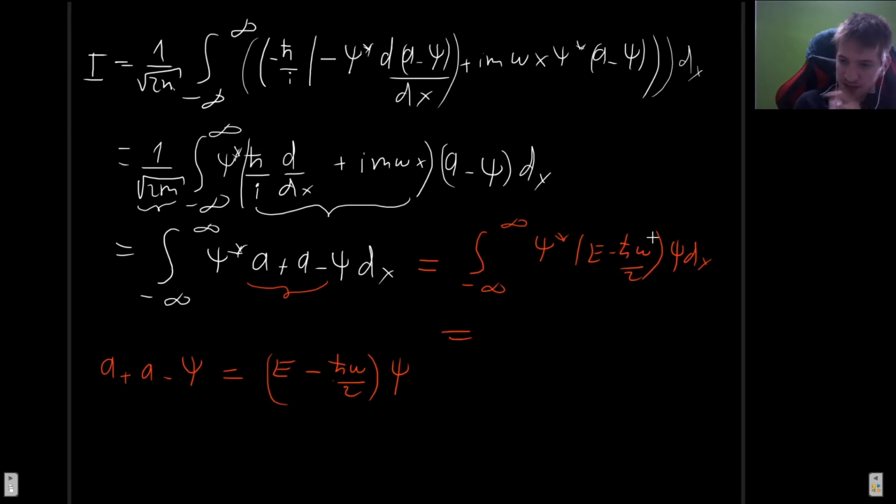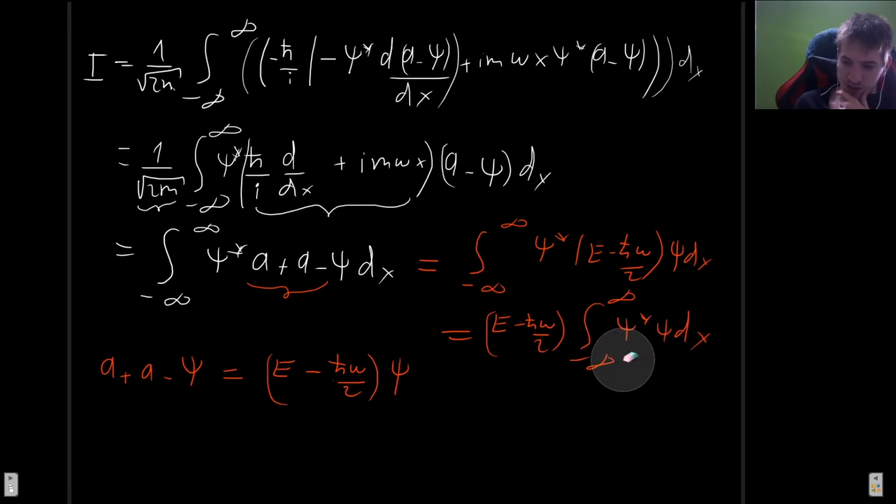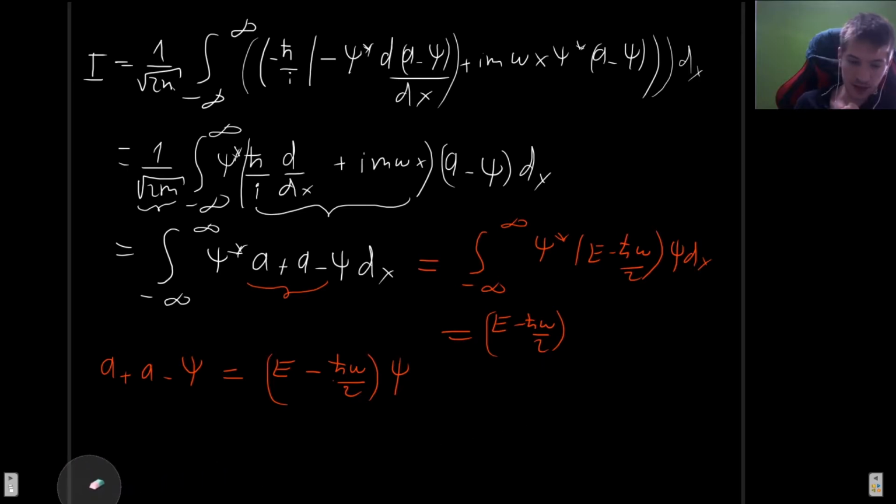And we can just take this out of the integral because it's just a constant. So we get E minus h bar omega divided by 2 times the integral from minus infinity to infinity of psi conjugate psi dx. But as we saw before, and as we discussed, this is just the normalization of psi, and we said this wave function is normalized. So this is just 1, so we can just erase it. So this is our result.